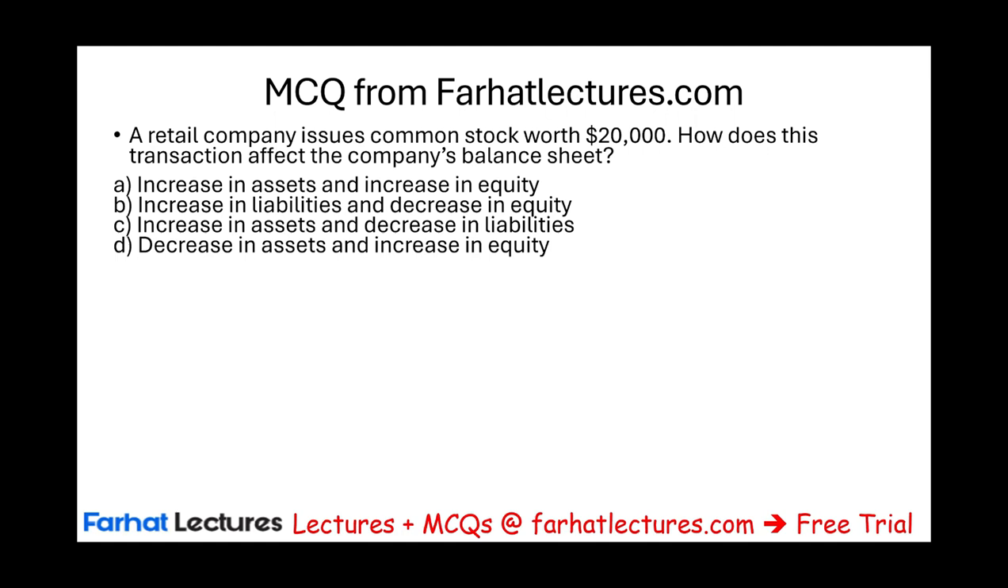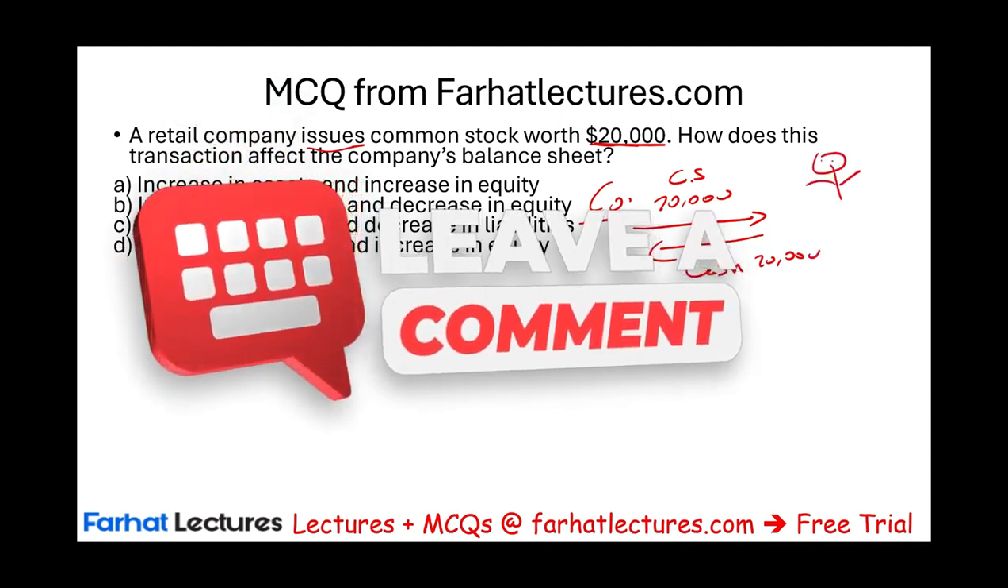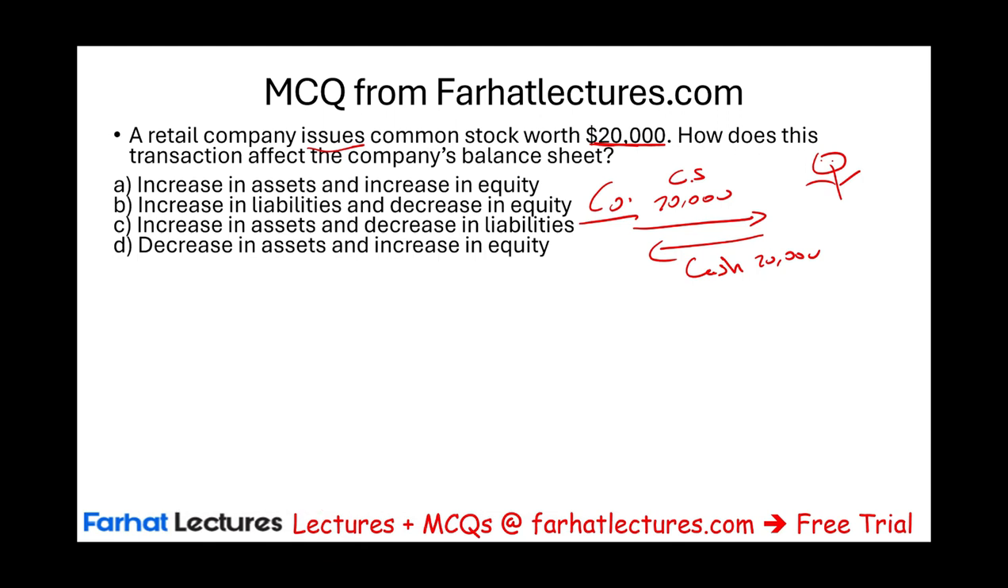from farhatlectures.com. A retail company issues, meaning sold, common stock worth $20,000. How does this transaction affect the company's balance sheet? Because, remember, the accounting equation is on the balance sheet. So the company issues, it gave away $20,000 worth of common stock. Obviously, what did the company receive in return? They received cash of $20,000 from the investors. The investors paid $20,000, the company issued common stock. How would that influence the balance sheet accounts? Well, an increase in asset and an increase in equity.